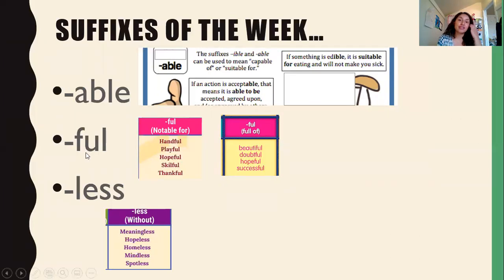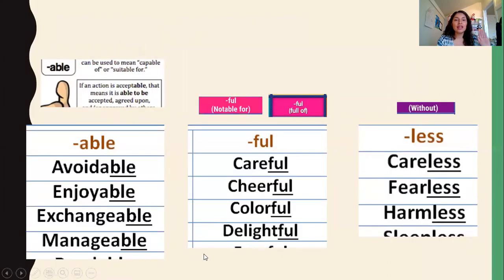Now we have the suffix full. The suffix full means notable for or full of. Here are some words: handful, playful, beautiful, and doubtful. We're going to review these words in a second. Now we have the suffix less, and less means without: meaningless, hopeless, homeless, mindless. Here we have some larger examples, and I'm going to review these.